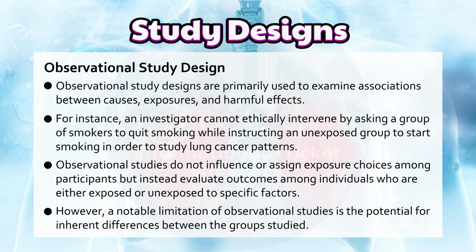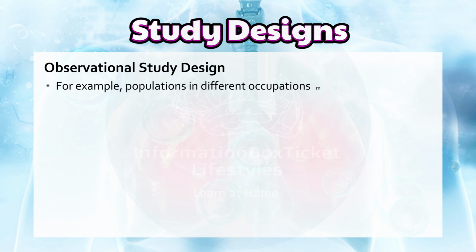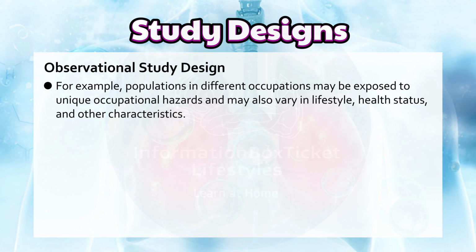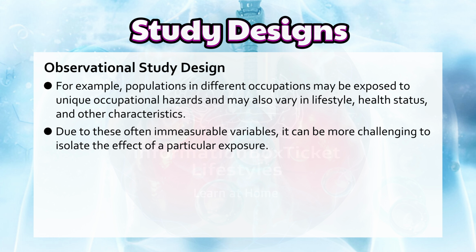However, a notable limitation of observational studies is the potential for inherent differences between the groups studied. For example, populations in different occupations may be exposed to unique occupational hazards and may also vary in lifestyle, health status, and other characteristics. Due to these often immeasurable variables, it can be more challenging to isolate the effect of a particular exposure.